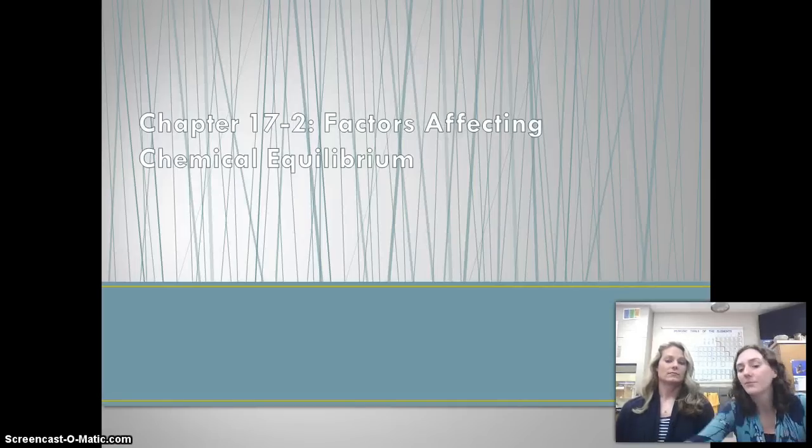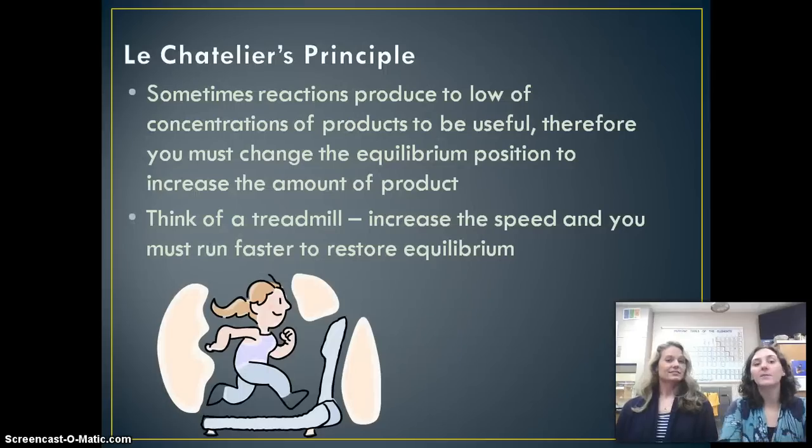That was still 17.1. This is 17.2, and this is factors affecting chemical equilibrium. We're going to talk about some French guy named Le Chatelier, and he has this principle. Sometimes reactions produce too low of concentrations of products to be useful. So sometimes you might want to change the equilibrium position, meaning you put stressors on the environment so you can increase the amount of product, or maybe you want to increase the amount of reactant.